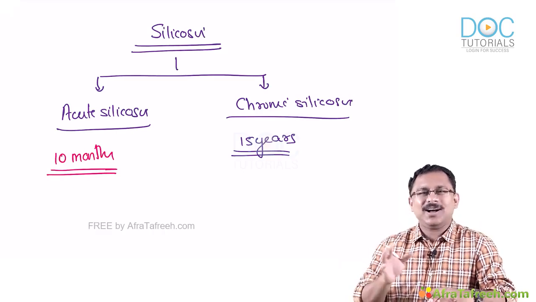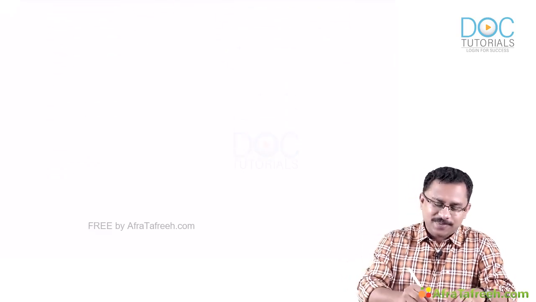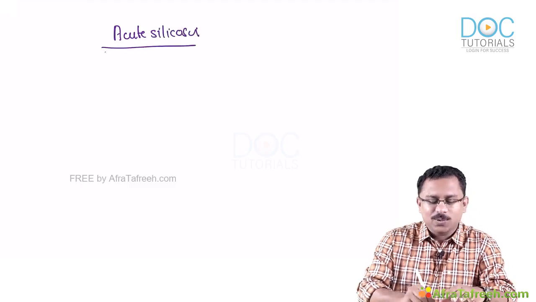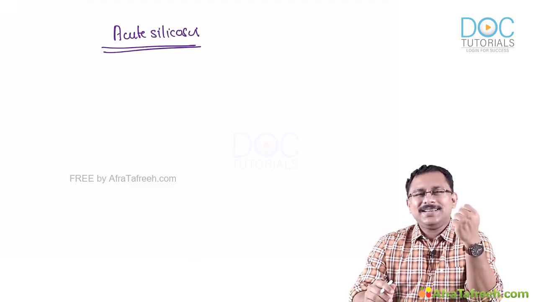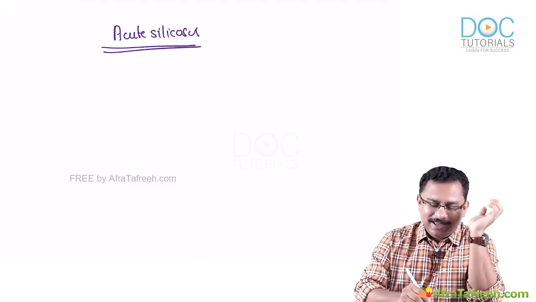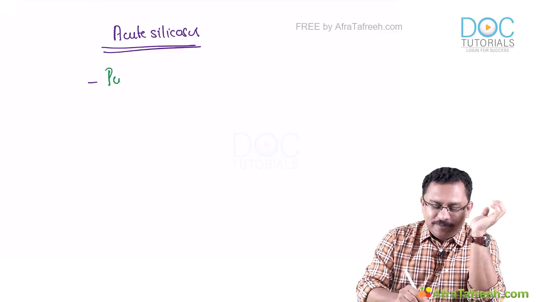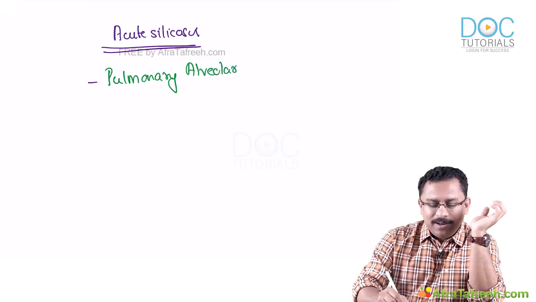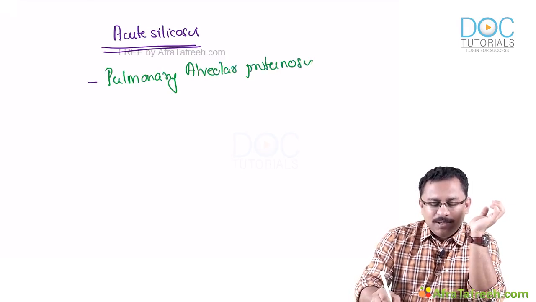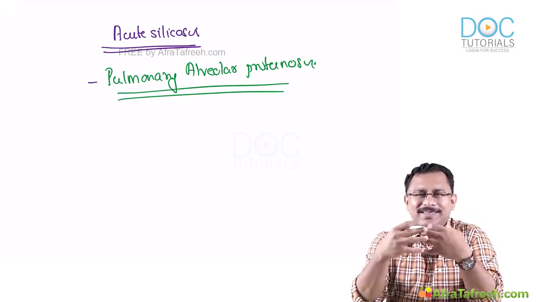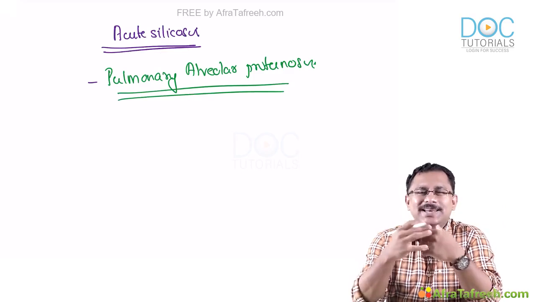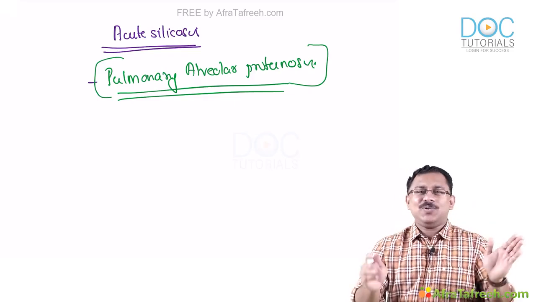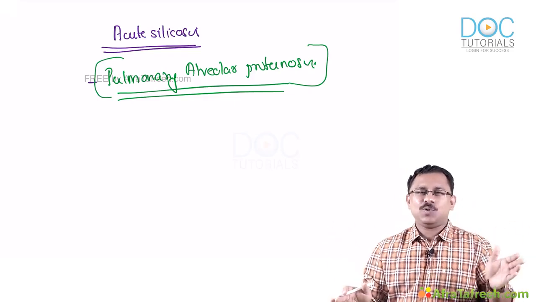First, let's see how acute silicosis presents. Just a couple of points. This presentation is clinically and pathologically very similar to the presentation of pulmonary alveolar proteinosis. The patient may have breathlessness; often dyspnea will be the presenting symptom. And in acute silicosis also, as I already told you, it requires a 10-month exposure period.